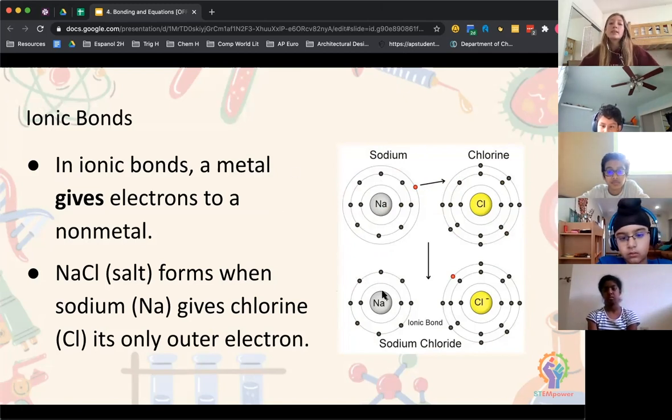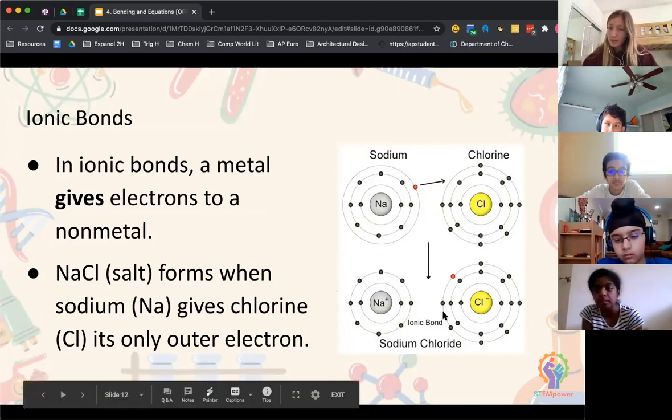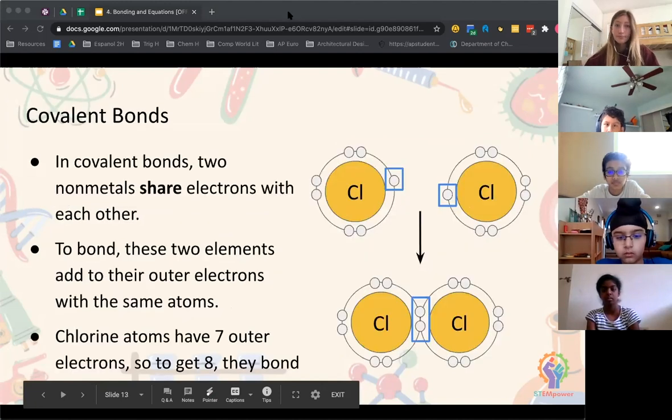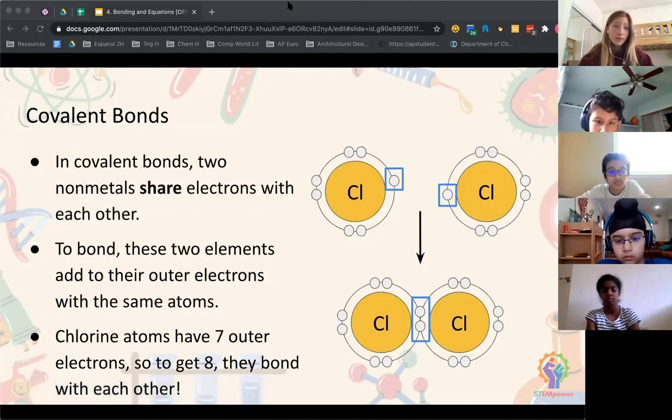And also, because technically sodium lost an electron, it will be positive, and chlorine, which gained an electron, will now be negative. But again, they remain bonded, and that's what table salt is. So pretty cool. And then the other type of bond is a covalent bond.